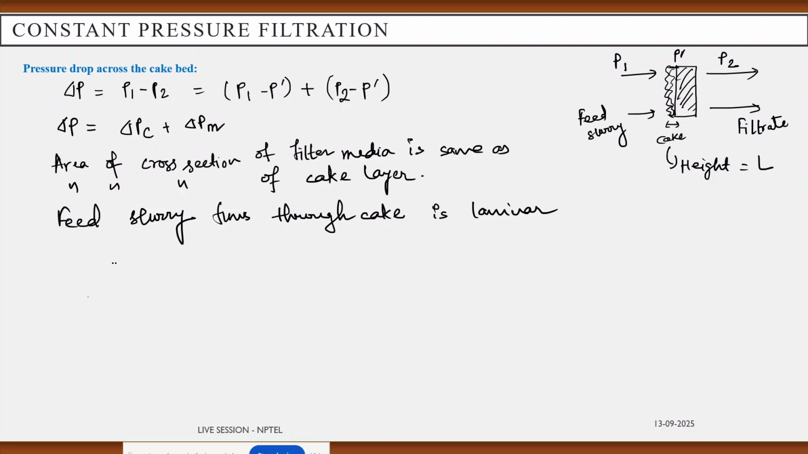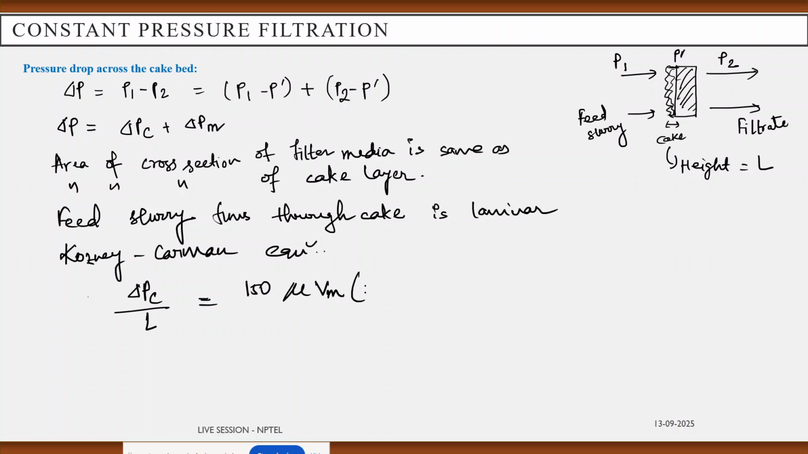So following the laminar zone, we can follow the Kozeny-Kármán equation, and it tells that the pressure drop in the cake layer is 150 mu Vm (1 minus porosity). This Kozeny-Kármán equation holds when the Reynolds number of the particle is very much lesser than 1.